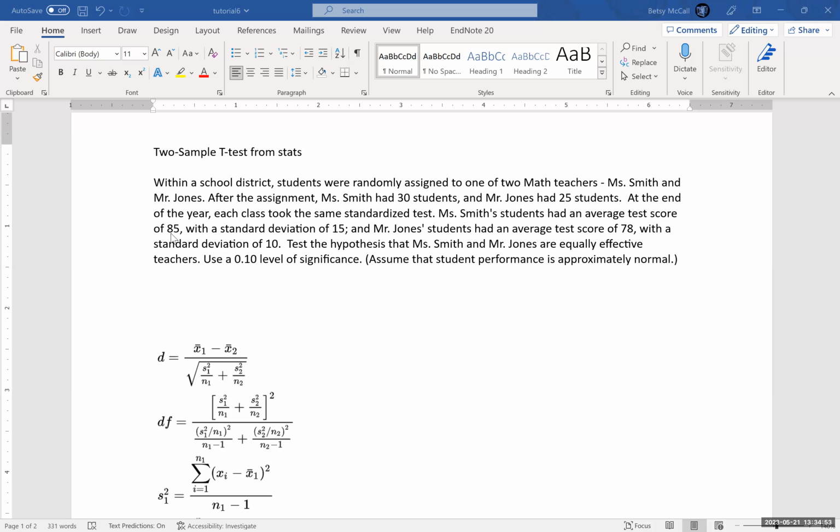They have a particular average with a particular standard deviation for one class and a different average with a different standard deviation for the other. And so we want to test the hypothesis that our two instructors are both equally effective, and we're going to use a 10% significance level. This one is higher than what we normally use, but that's mostly because it's not really that important that there is a distinction between them. If there is a distinction between them, it's not earth-shattering.